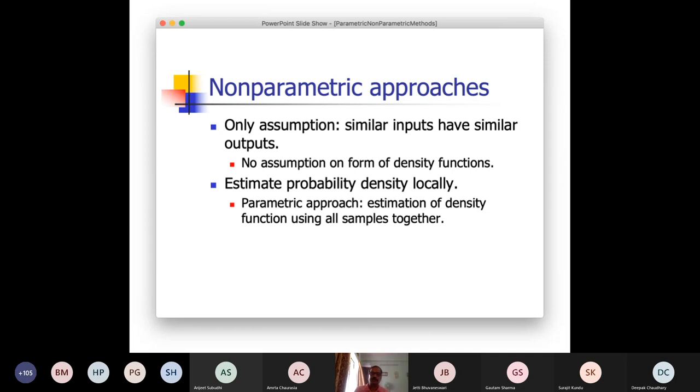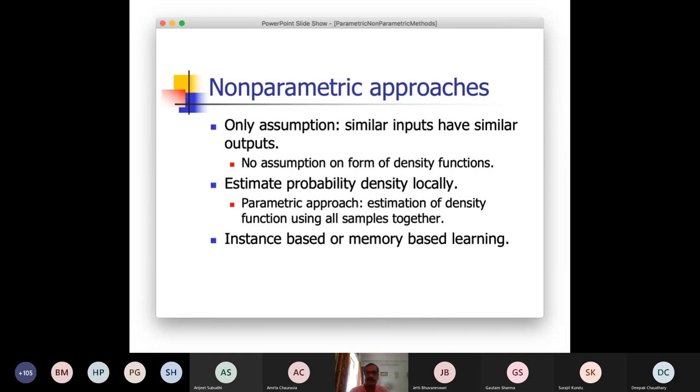So, vis-a-vis these non-parametric approaches, your estimation of a probability given an unknown sample may be done locally. So you need not consider the effect of all samples. You are trying to give more weightage to the information related to the similar inputs. That is the kind of idea.